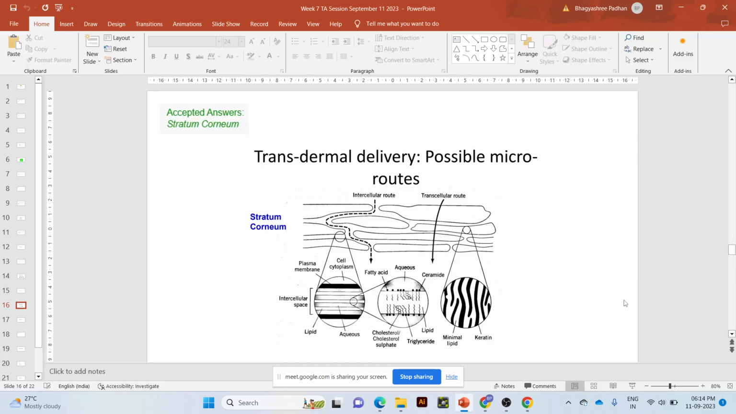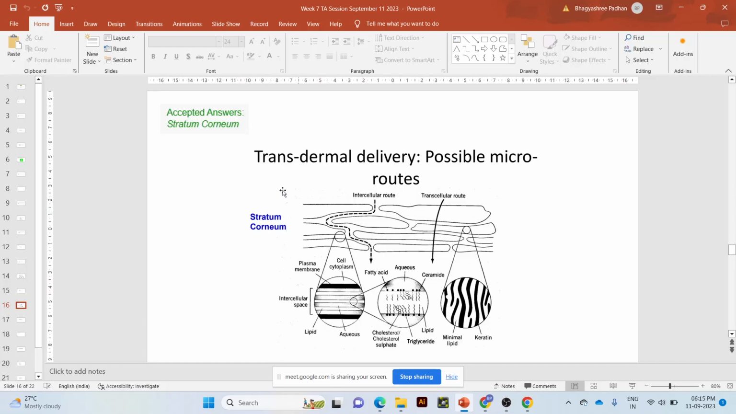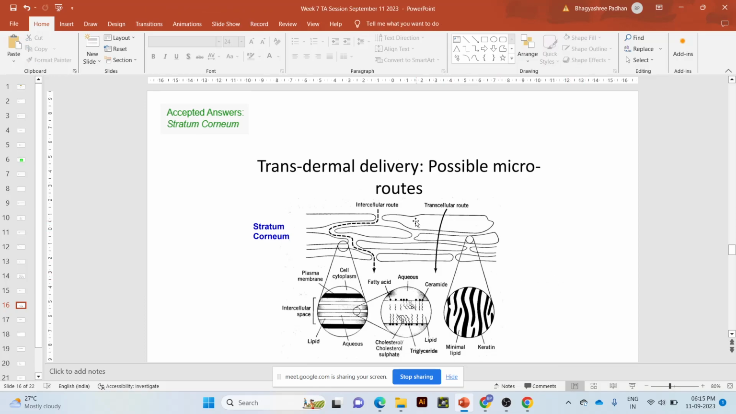Yes, you all are correct. It's stratum corneum. So this is the first barrier that it has to cross, and this is the intercellular route, and this is the transcellular route. So this is how it will go into the cells and intercellular space, and that is why it needs to have a higher partition coefficient, because otherwise it will dissolve in this aqueous layer and won't enter into the cells.